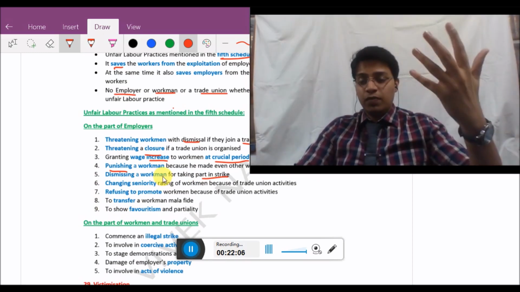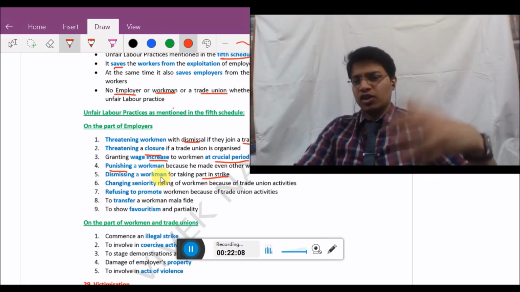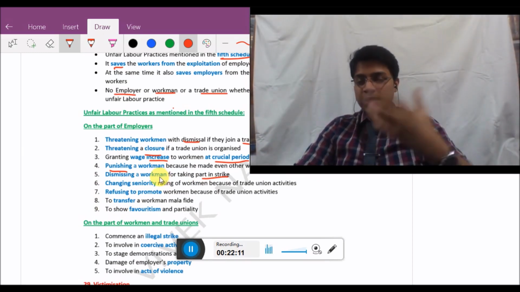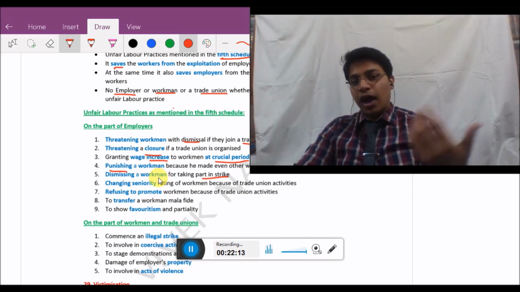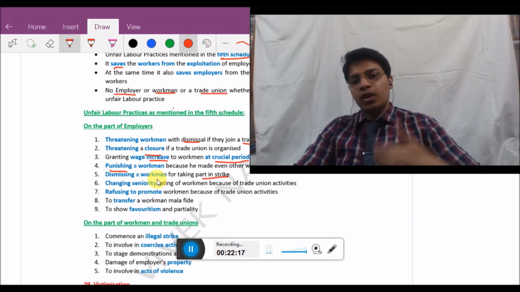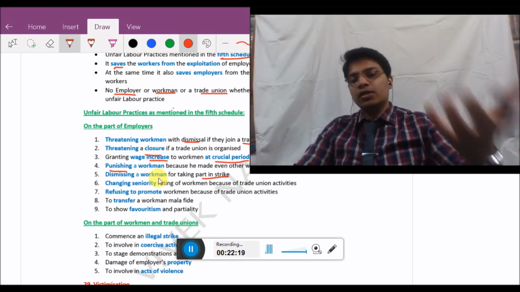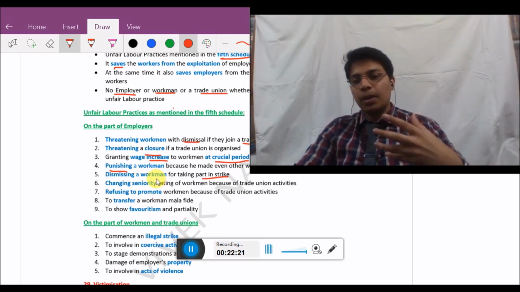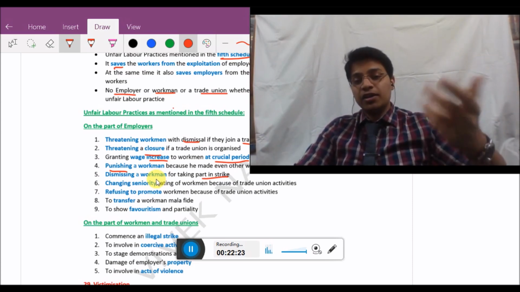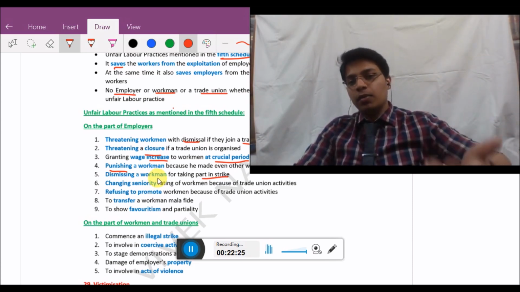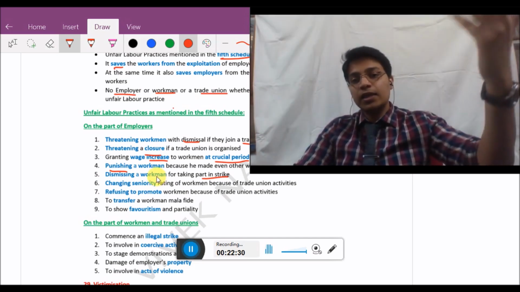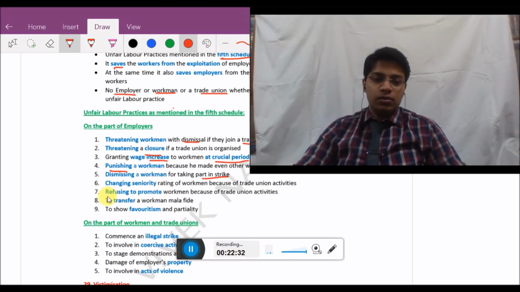Suppose a senior employee or workman is there. Generally we find that the seniors of the organization are the main leaders of the trade unions. So the employer, because the senior employee is taking part in trade union activities and disturbing him, is changing the ranking. He is giving a lower level employee a better opportunity of promotion, higher than the senior employee. So this is an unfair labor practice.